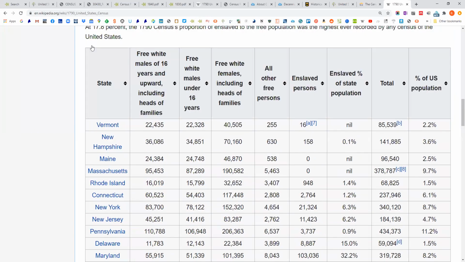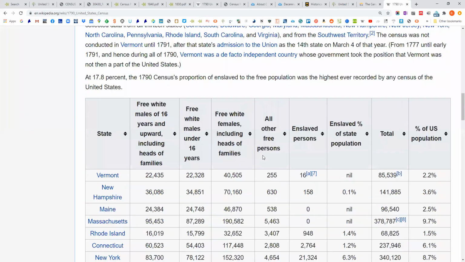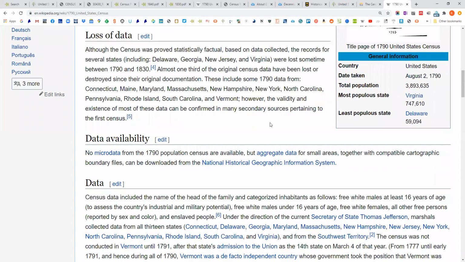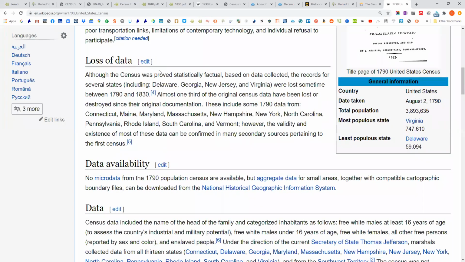So Wikipedia has this for each year of the census. So if you want to go and find this, one thing that did happen, and I'll go into this in a bit later, a lot of these early census records, Georgia, New Jersey, and various other states, the records were lost early on.